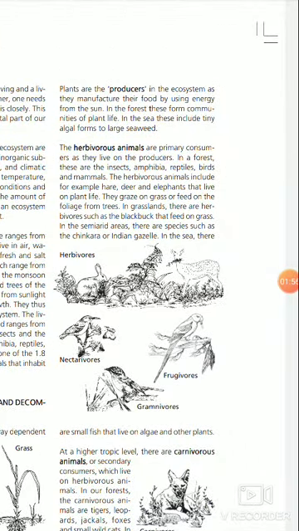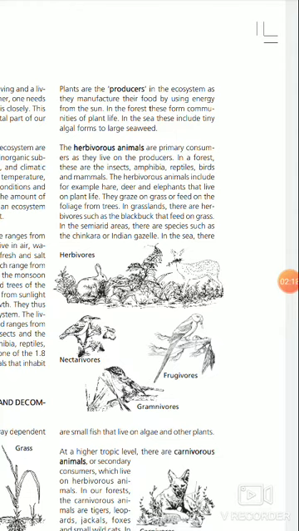Plants are the producers in the ecosystem as they manufacture their food by using energy from the sun. In the forest, these form communities of plant life. In the sea, these include tiny algal forms to large seaweeds.